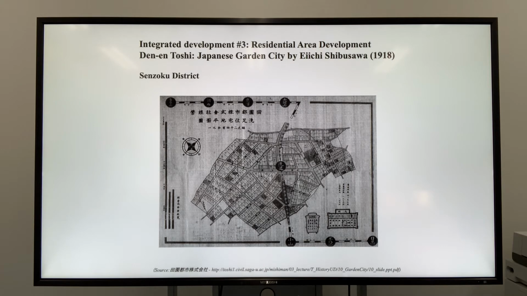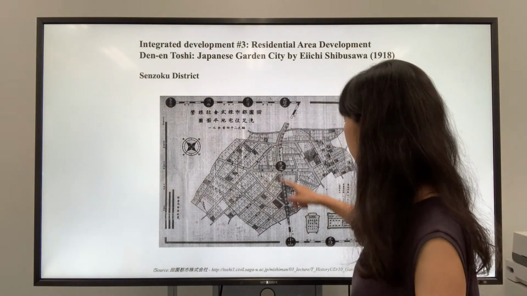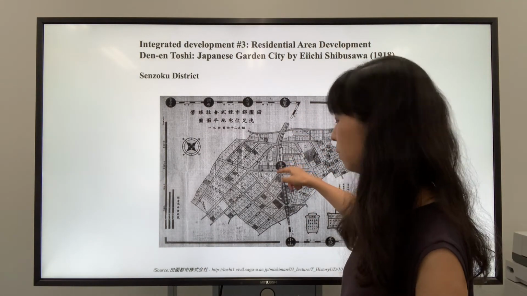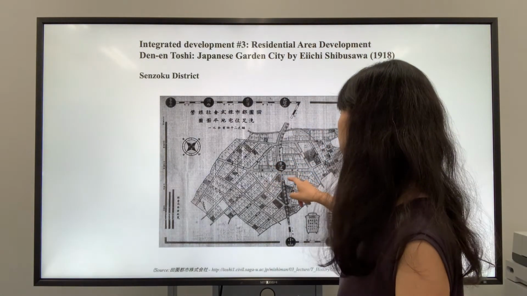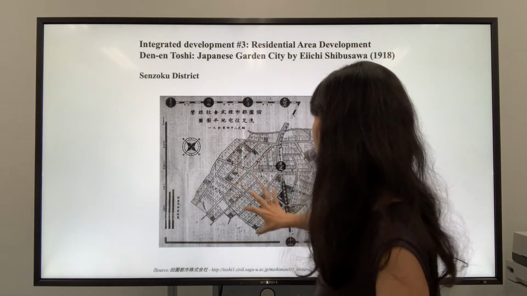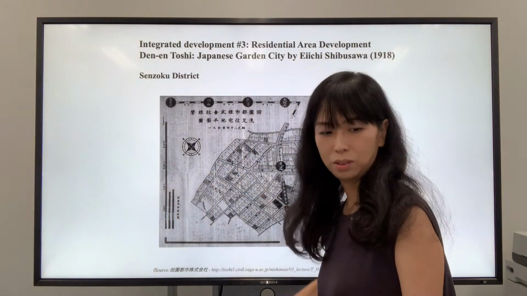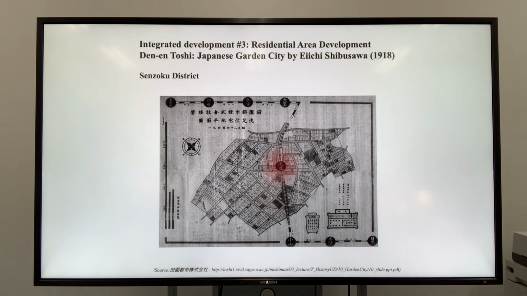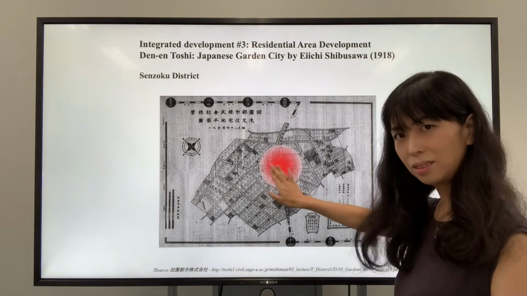So this is a map to show the Senzoku district. You see here you have the railway, and then you have the station here, and then you have the residential area that has been developed. And now I would like to focus a bit more on the development around the station.